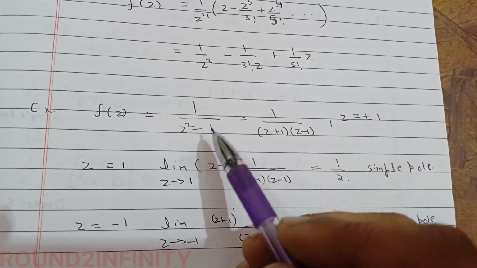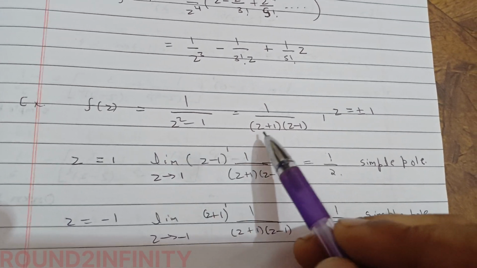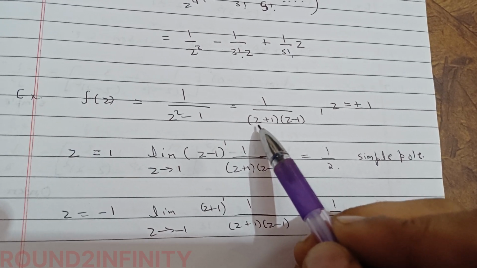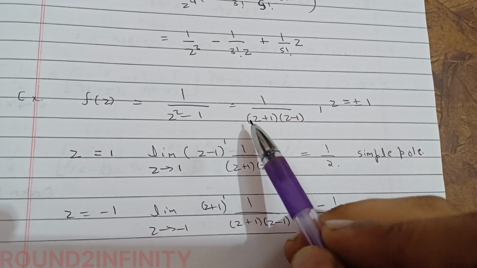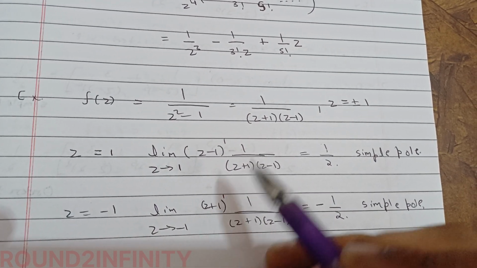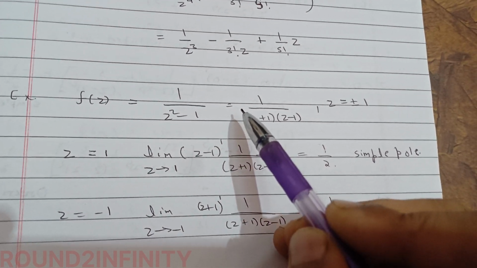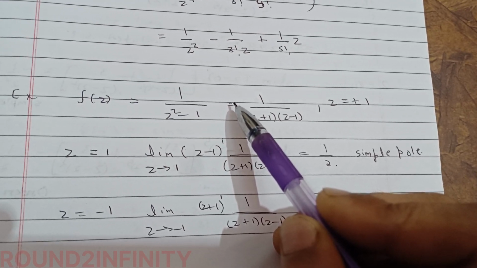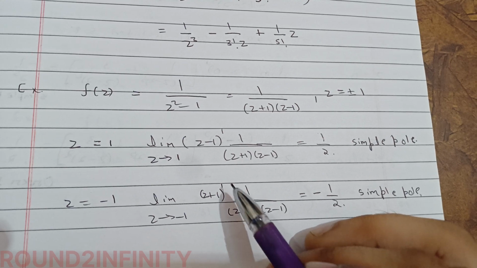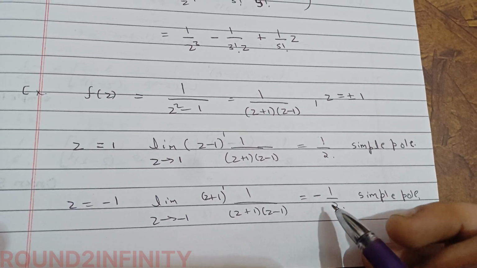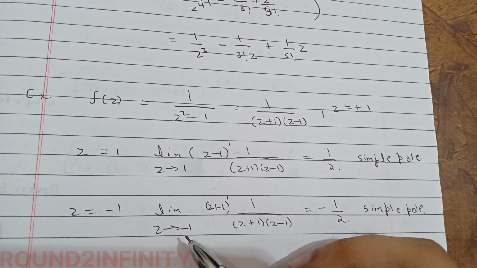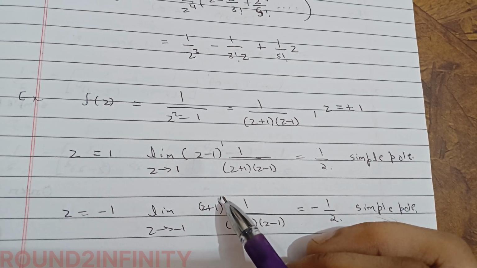It's like f(z) equal to 1 upon z square minus 1, which can be written as (z plus 1)(z minus 1). Now to make this finite, first let's take the point of singularity z equal to minus 1. For z equal to minus 1, the limit should be z tends to minus 1. If you multiply here by z plus 1, then it will give you a finite value. So z plus 1 to the power 1 will cancel out and give you a finite value.